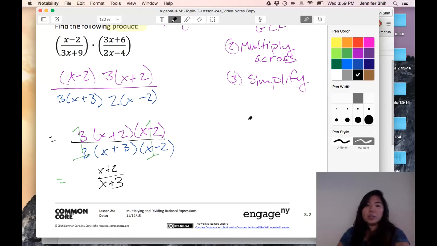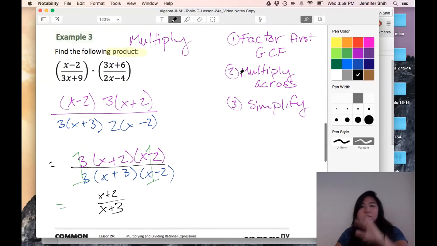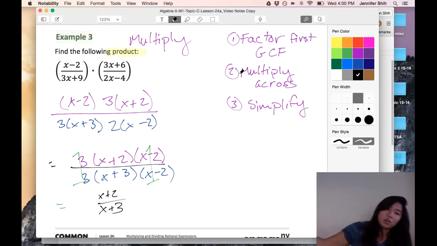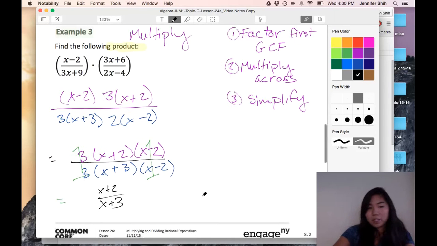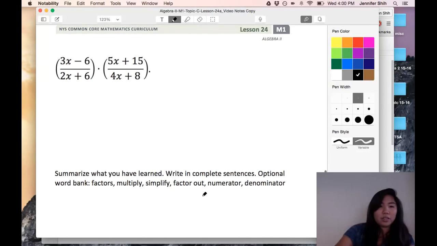So I actually combined the first 2 steps. I factored and I multiplied across. That may be confusing, but it also works. You can also just factor first and then multiply across. Try it out yourself. See if you get the same answer. Let's try another example. This time I'll factor first.